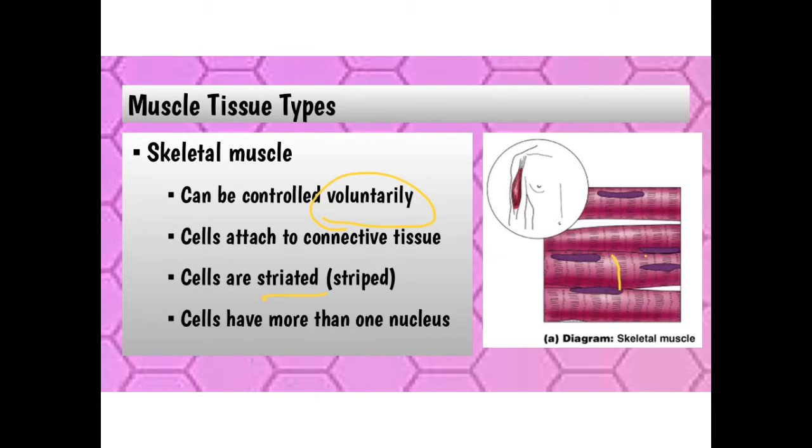So over here in the diagram, you can see all these stripes throughout skeletal muscle. That gives it this banding or striped pattern underneath the microscope. And skeletal muscle cells have more than one nucleus. We can see that here. There's a nucleus, and this is one cell. Right there you can already see it has two nuclei in that particular cell.